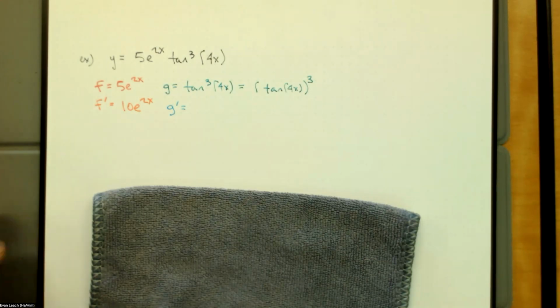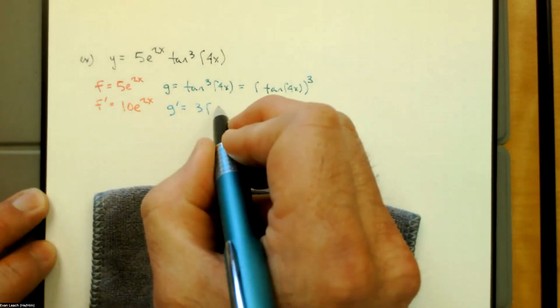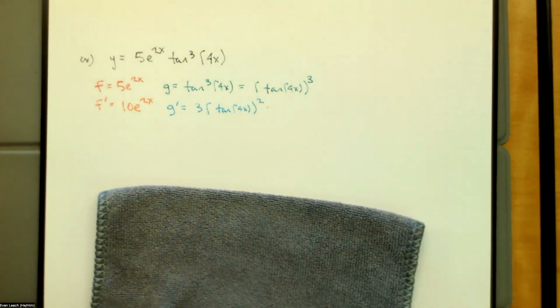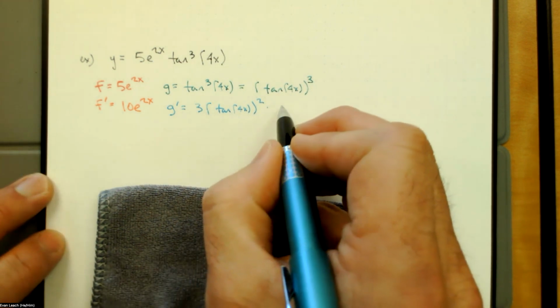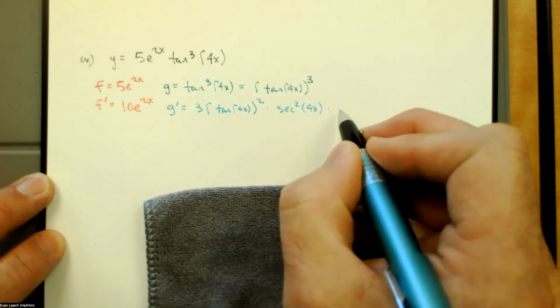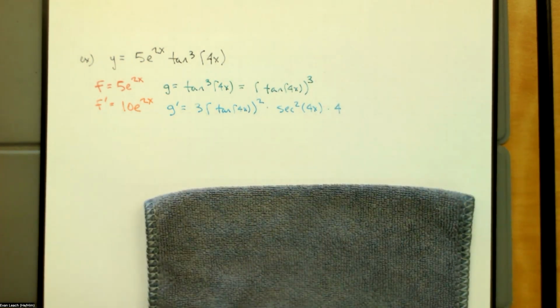The derivative of something cubed is 3 times that thing squared, times the derivative of that thing. The derivative of tangent of, there's another chain rule showing up. The derivative of tangent of stuff is secant squared of that stuff times the derivative of that stuff. The derivative of 4x is 4. So if we read that as the cube of the tangent of 4x, it tells us that the chain rule is going to show up twice, because we said of.